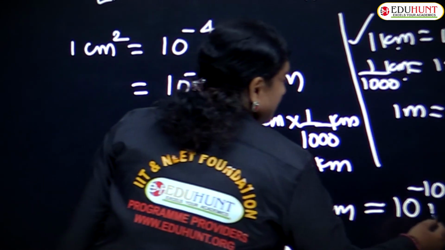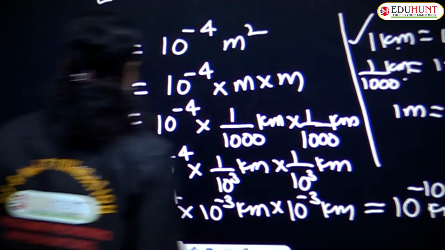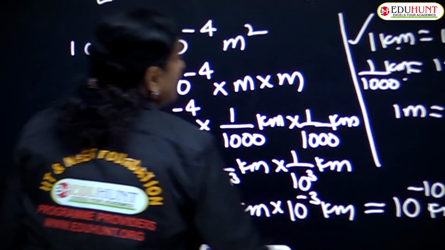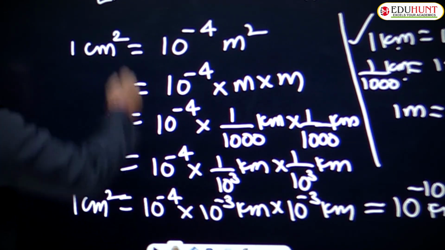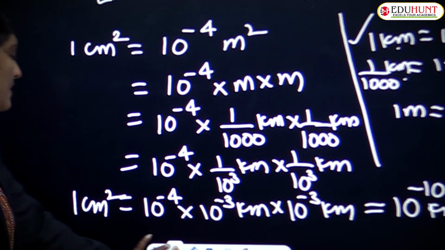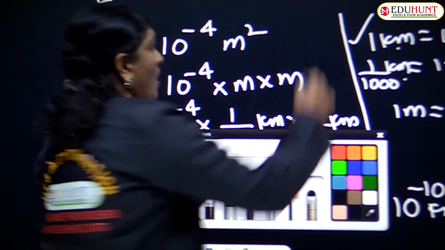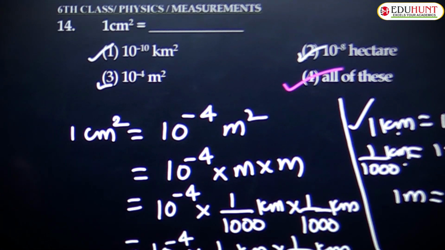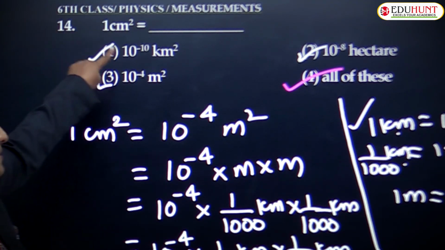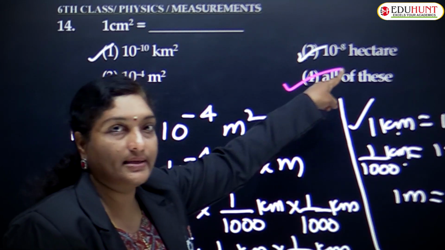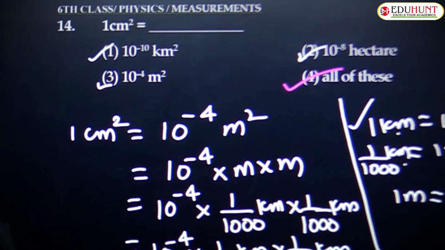Kilometer into kilometer is kilometer square. So 1 centimeter square is equal to 10 power minus 10 kilometer square. So all the three are true. Hence the correct answer would be all of these. 1 centimeter square is also equal to 10 power minus 10 kilometer square, 10 power minus 8 hectare and also 10 power minus 4 meter square.